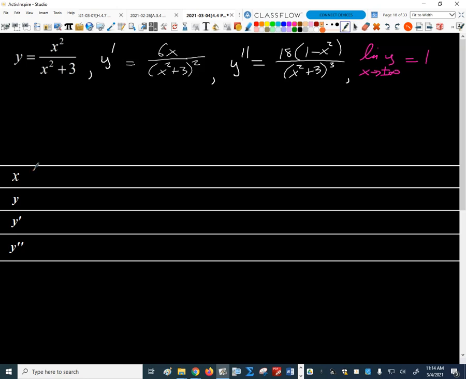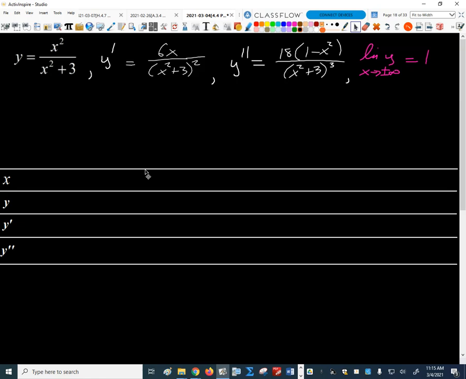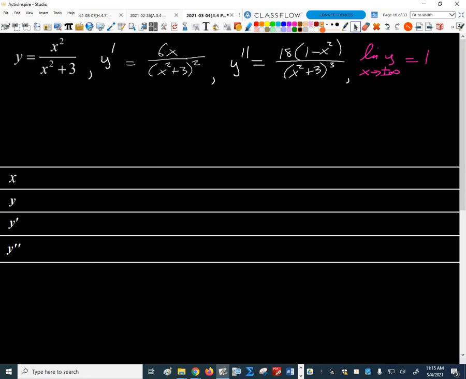So our domain, and this is the part I really want you to get good at, using these tables. Our domain went from negative infinity to infinity. We can show the limit on here. The limit as we approach negative infinity was 1. The limit as we approach positive infinity is 1. So that's giving us our horizontal asymptote.